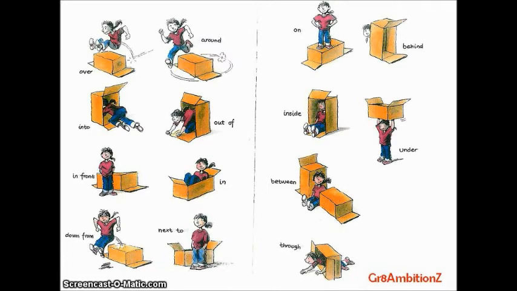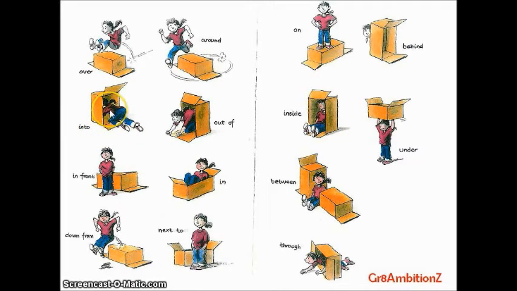In this opportunity, we are going to use a very nice picture of a girl playing with a box. The first one is the preposition of place, over. This girl is jumping over the box. Then the same girl is walking around or running around the box. Then this little girl is on the box. I don't know how she's doing that, but she's on the box. And in the picture that follows, the girl is behind the box.